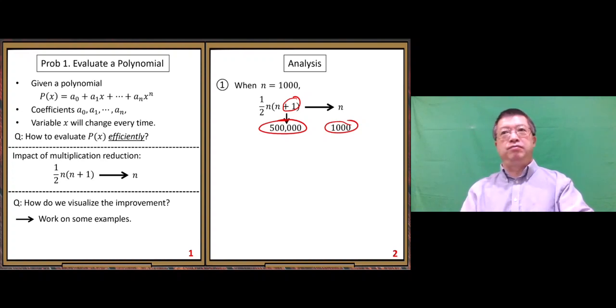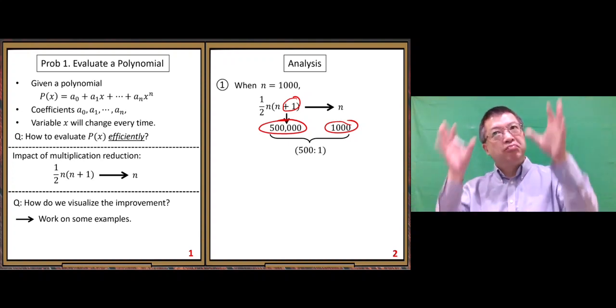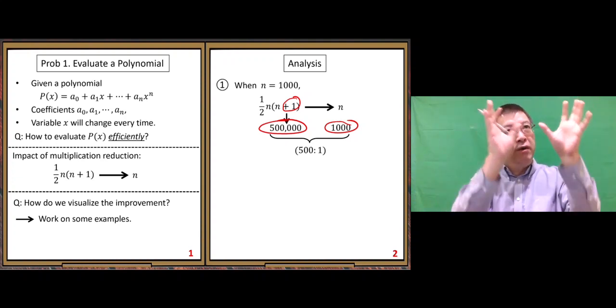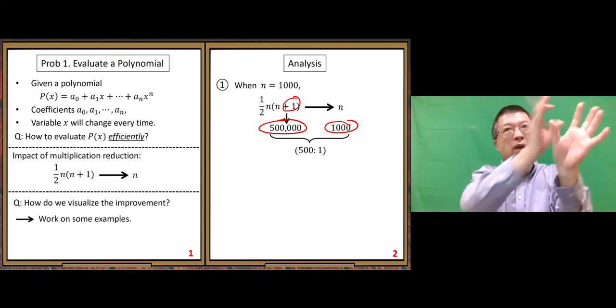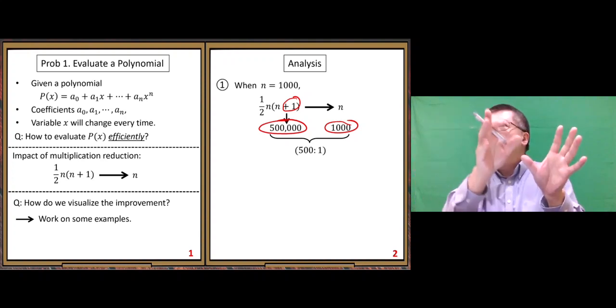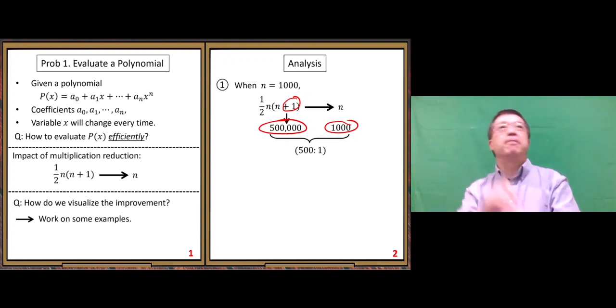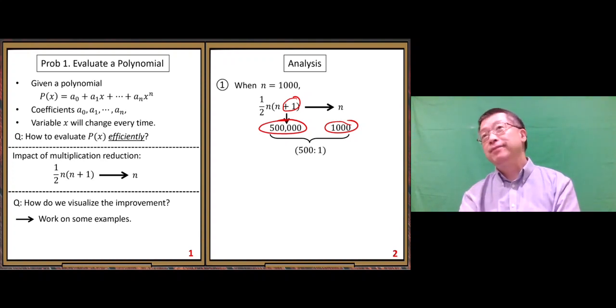What is the ratio? 500 to 1. Is that big? 500 to 1 ratio. So you improve your algorithm by 1 to 500. In other words, when you use the older method, you need a certain amount of time, but after you switch to the new method, you only need 1/500th of the time. Is that big?